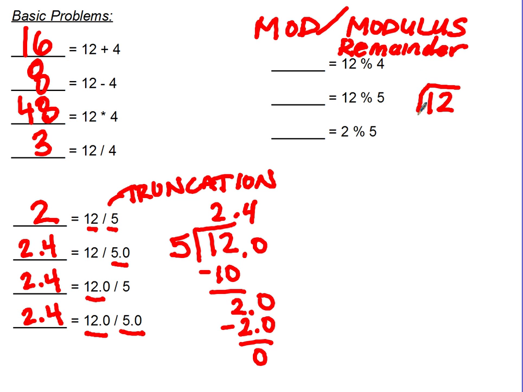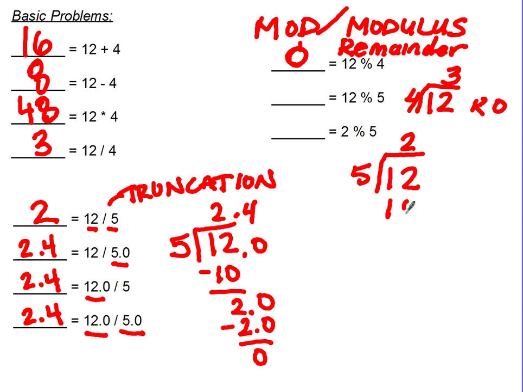So if I took 12 and I divided by 4, it goes in 3 times with a remainder of 0. I don't have anything left over, so my answer here is just going to be 0. If I take 12, though, and I divided it by 5, 5 goes in twice, subtract 10, I have a remainder of 2, and that's going to be my answer here.